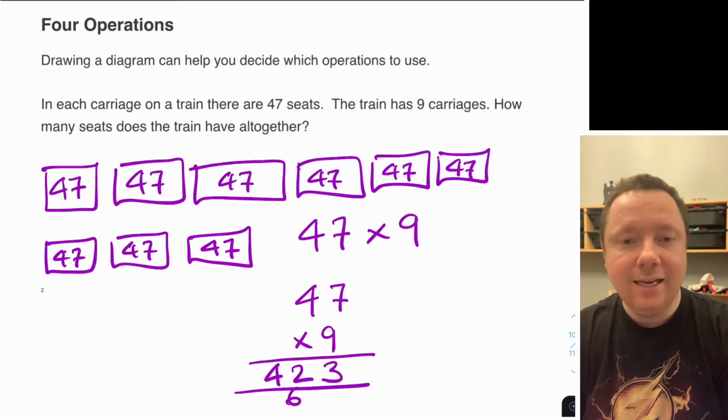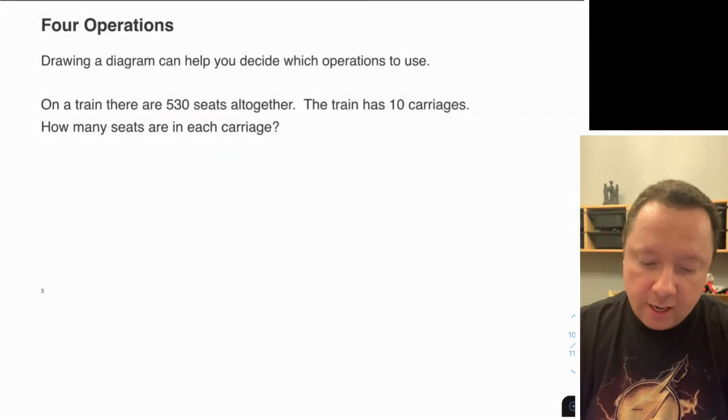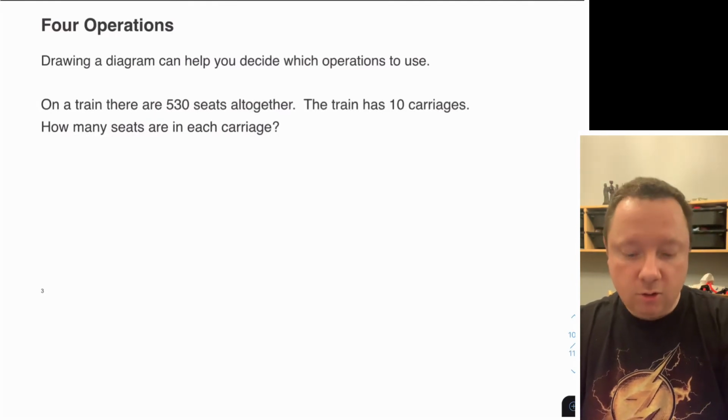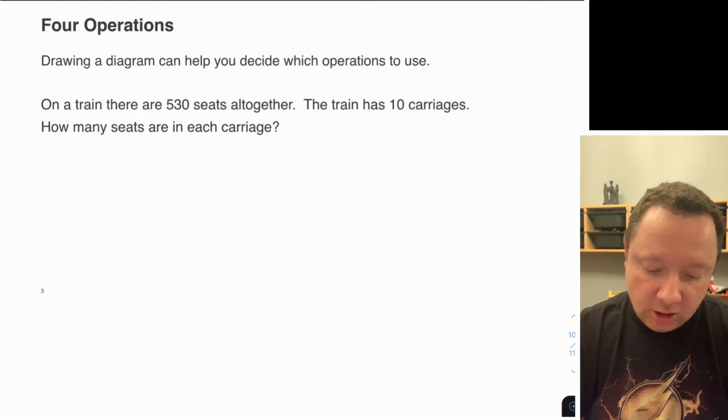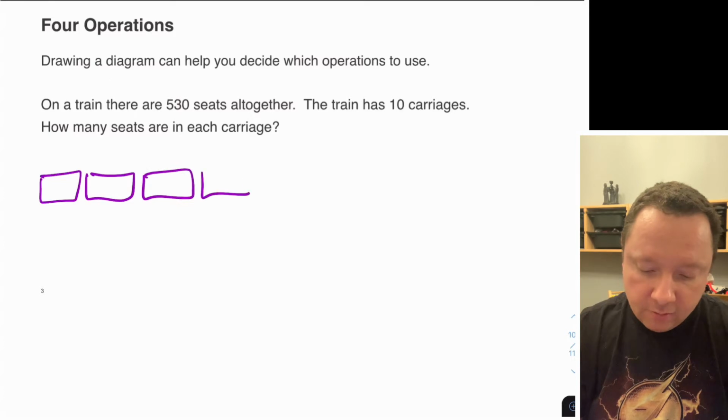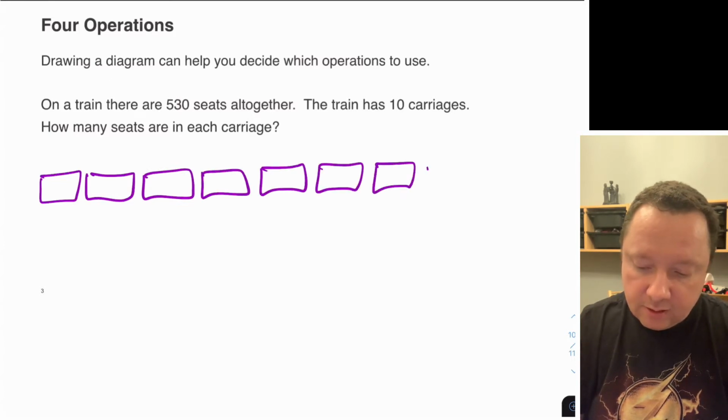Let's look at a second example. So again, drawing a diagram can help us decide what to do. So we're on a train this time. There are 530 seats altogether. It has 10 carriages. How many seats does each carriage have? So I can draw 10 carriages. 1, 2, 3, 4, 5, 6, 7, 8, 9, 10.